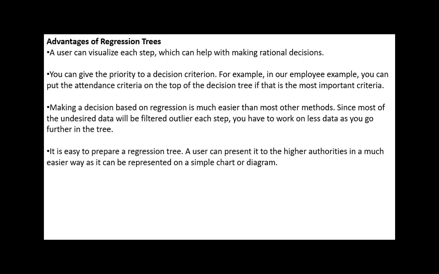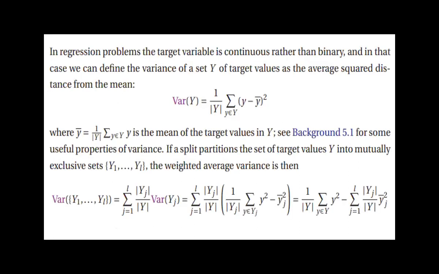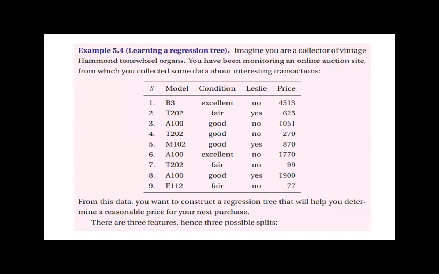Now pruning is applied. Advantages of regression trees. Now how do we actually do this? Let us see an example here, my dear friends. Here B3, there is only one instance of B3. T202, we have 3 instances: 2, 4, and 7. Similarly, A100, 3, 6, 8. So these are some examples. Let us see how to solve this problem.